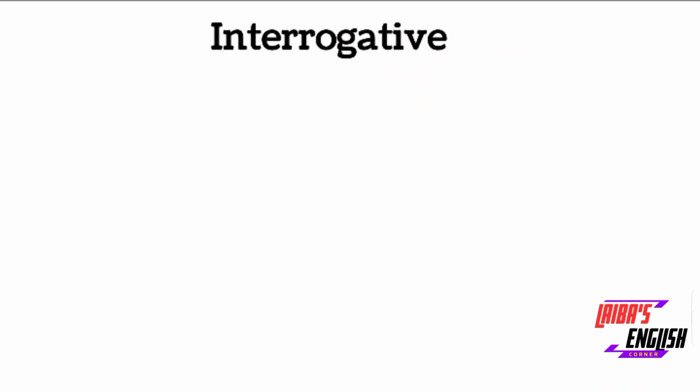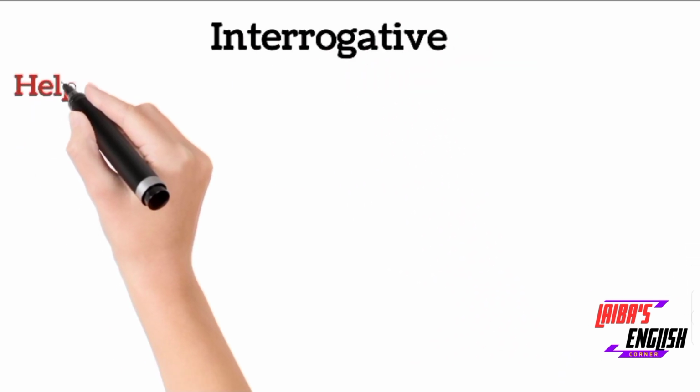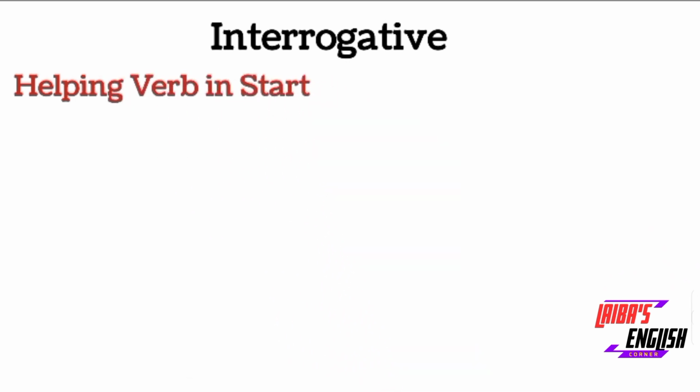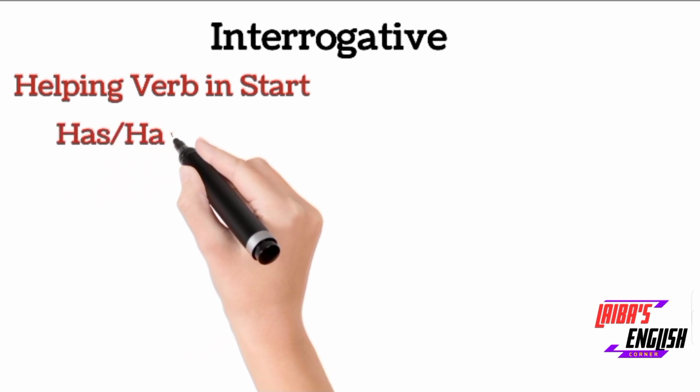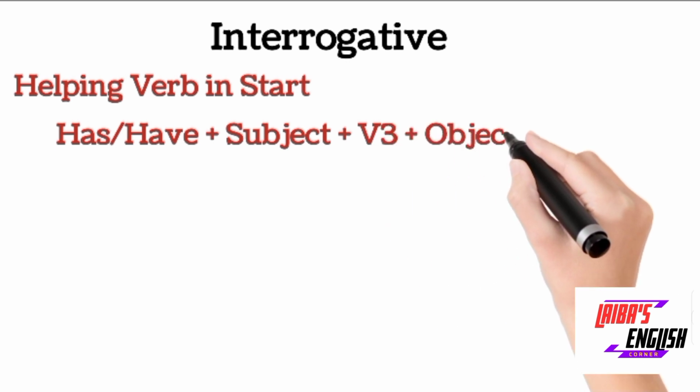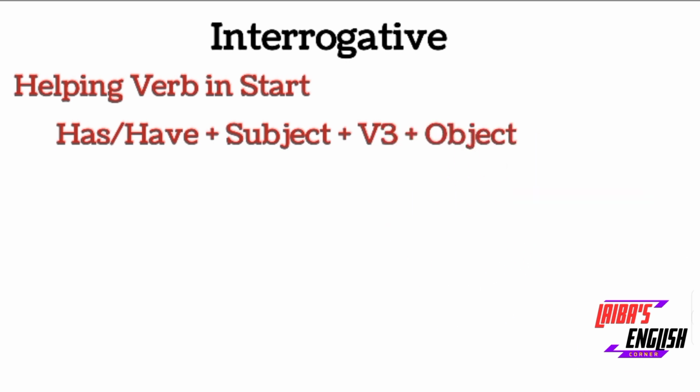Now we will form some interrogative sentences. In interrogative we are putting the helping verb in the start, which is the basic rule, and at the end we have to put the question mark to make our sentence complete. So let's form the structure first. Has or have plus subject plus verb third form plus object, and at the end we are putting a question mark.